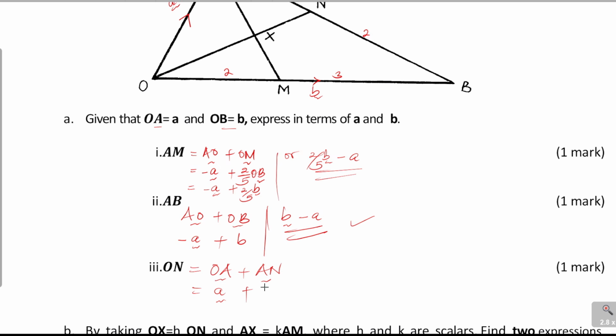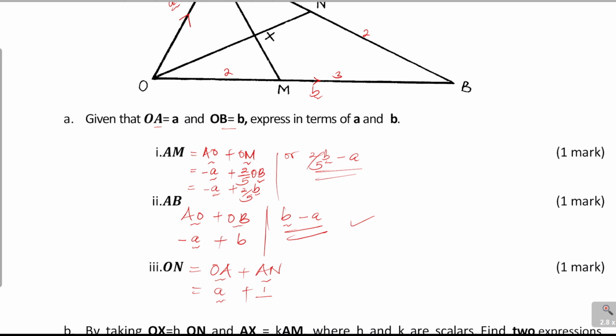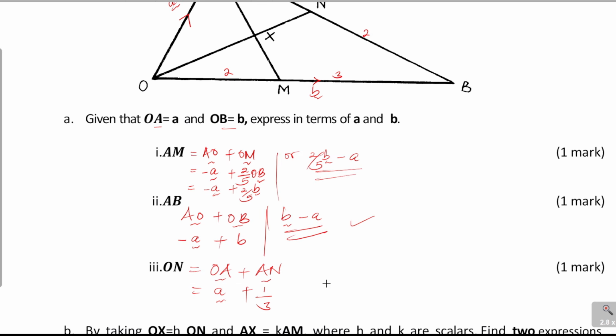AN will be 1 divided by the sum of the ratio from A to B, which is 1 plus 2, that is 3. And don't forget the direction. The direction is not BA, it is AB. You're moving in the direction A to N, so the direction you are following is AB. So AN will be a third AB. Simple as that. So we proceed.